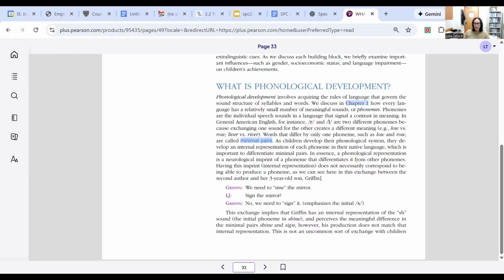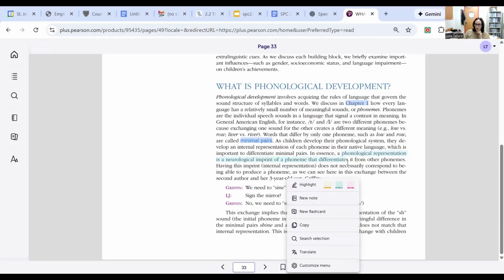We are going to be looking at three main things in this section of Chapter 2. We're going to be thinking about how we internally represent and produce sounds to start. So just to give you a quick overview, phonological or sound representation, okay, is how a sound sounds to us in our heads quietly.